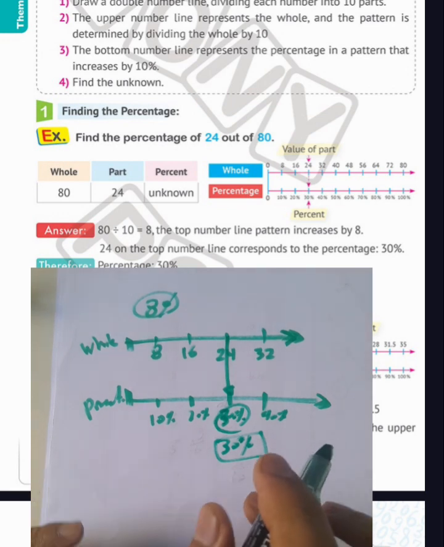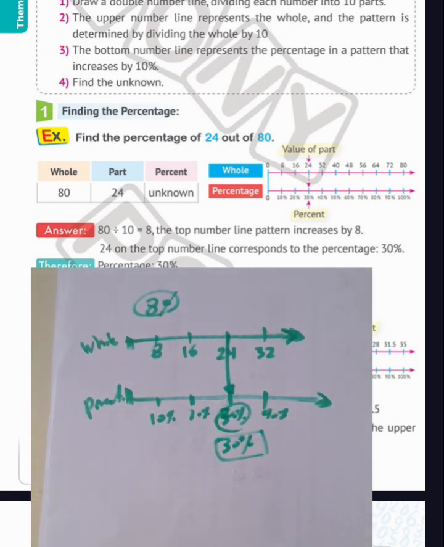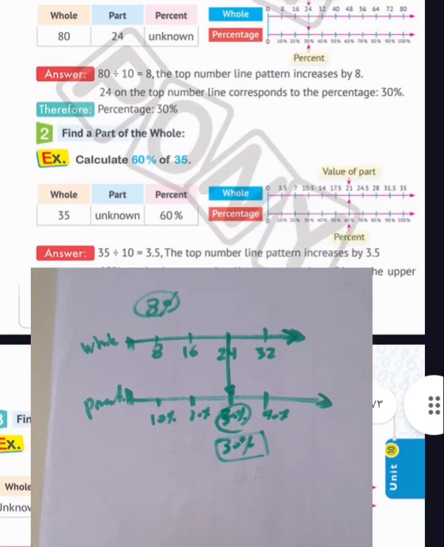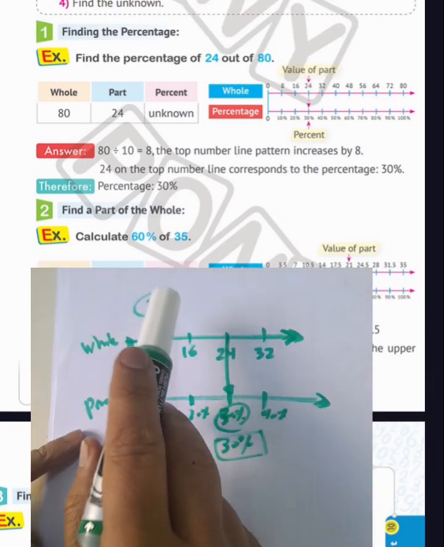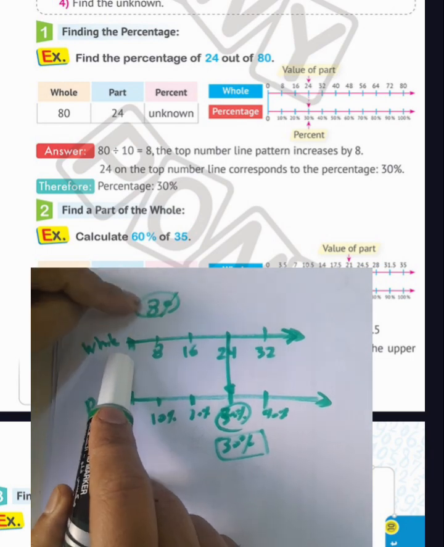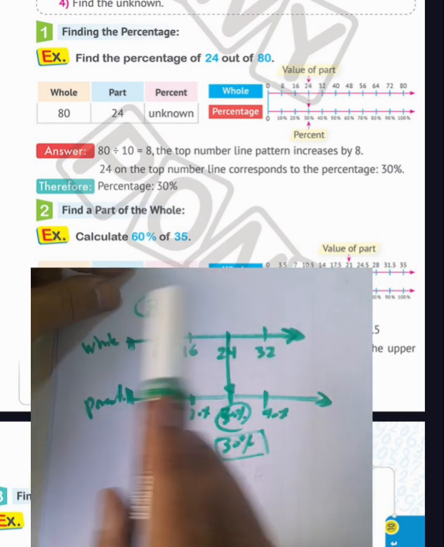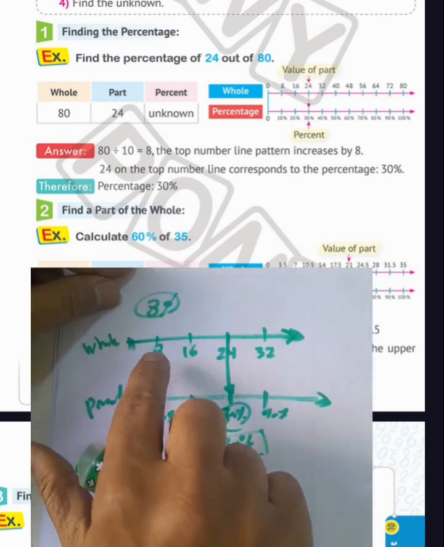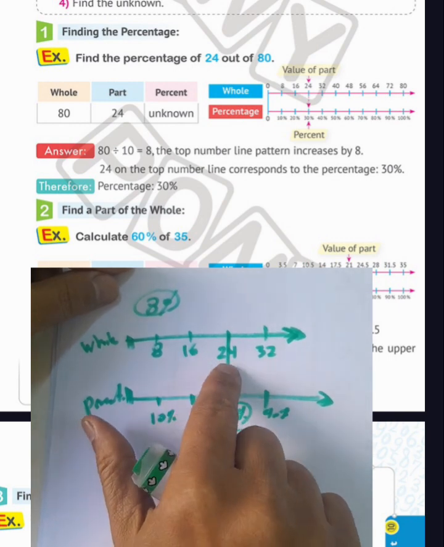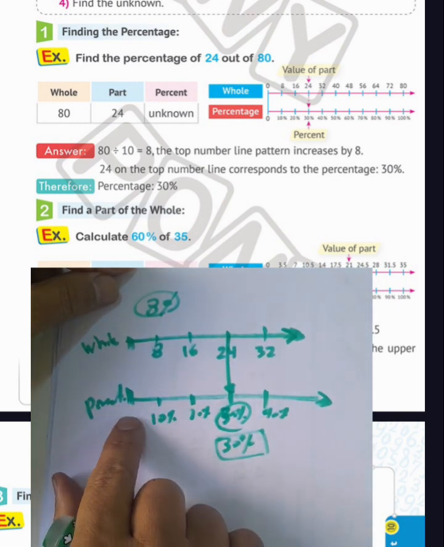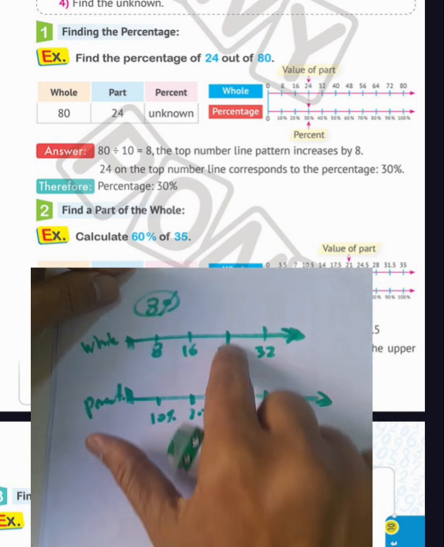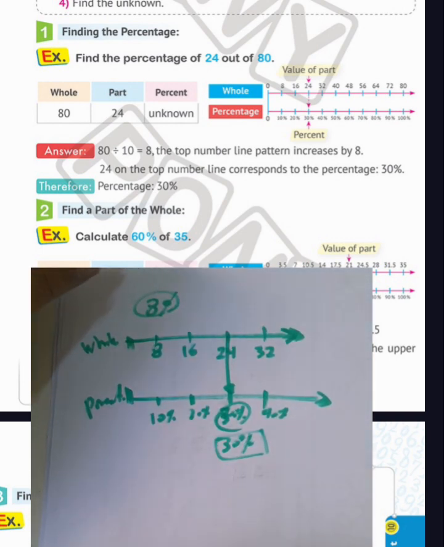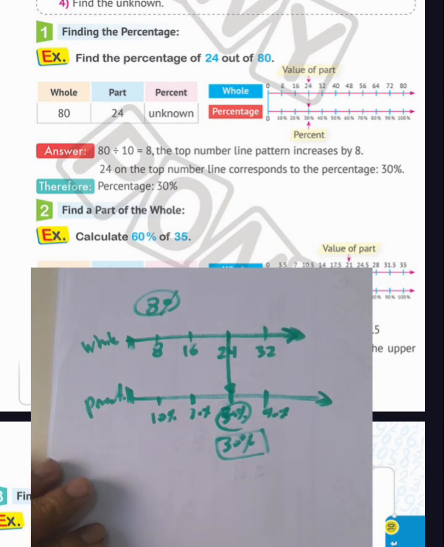Understood? Easy for you. Okay, next question. Again, first cancel 0 from the whole numbers here, 8, and all the time add 8. 8, 16, 24, 32, and here beginning with 0, 10%, 20%, 30%, 40%, 24 goes to 30%. The result here is 30. What about another question?